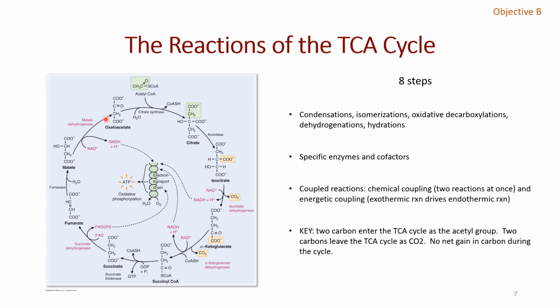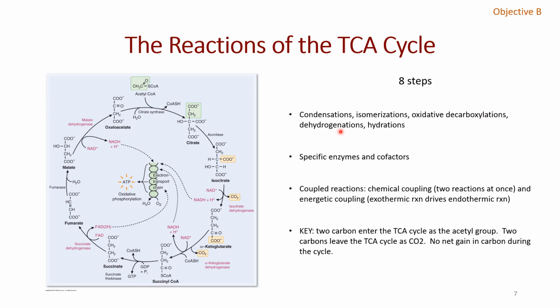And so at the level of this picture here, if you can tell the story of this picture, you're going to be in pretty good shape for being able to answer questions about this picture. So there's 8 steps altogether. There are condensation reactions where things come together, isomerizations, changes in structure. We have oxidative decarboxylation reactions. That means simply that electrons are being removed from a molecule, that's oxidation, but you're also losing a CO2 from a molecule, that's a decarboxylation.